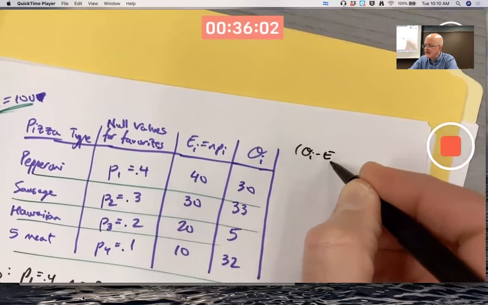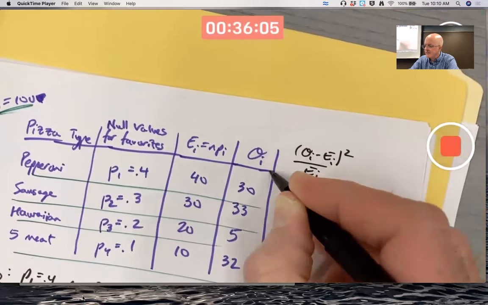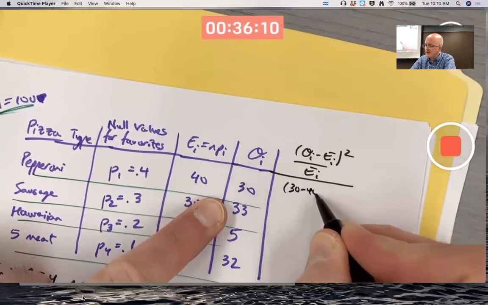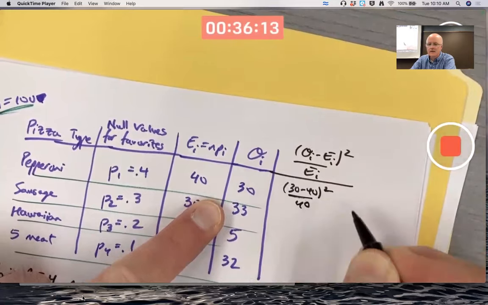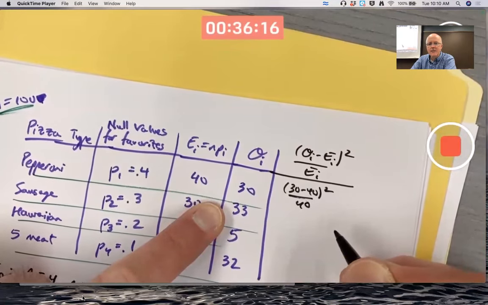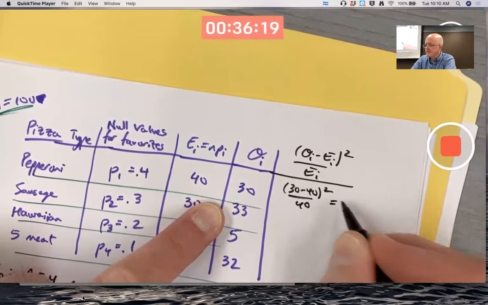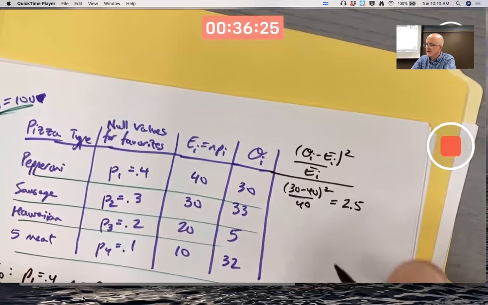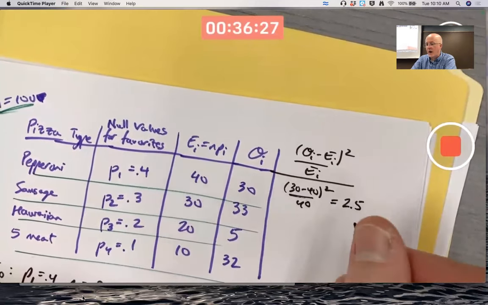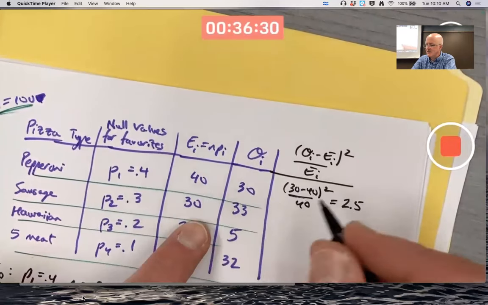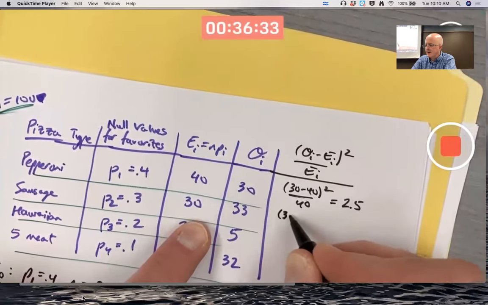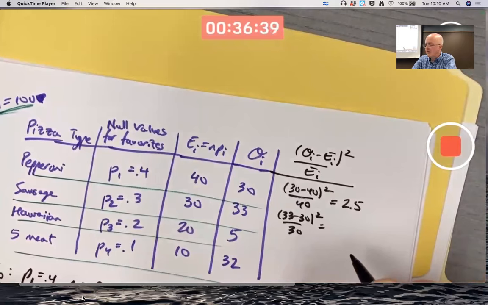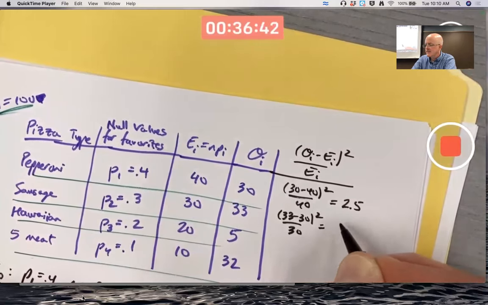O_i minus E_i squared divided by E_i. So here we've got 30 minus 40 squared divided by 40. So that'll be 100 over 40. Now what's that, 2.5? Relatively extreme, relatively large value there. This next one's going to be smaller. 33 minus 30 squared over 30. That'll be 9 over 30, which is 3/10, 0.3.